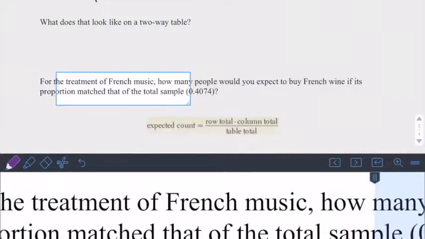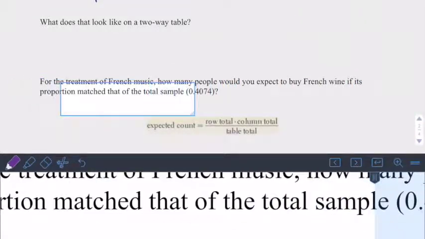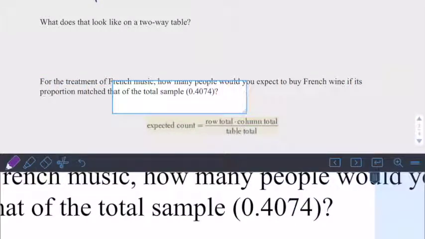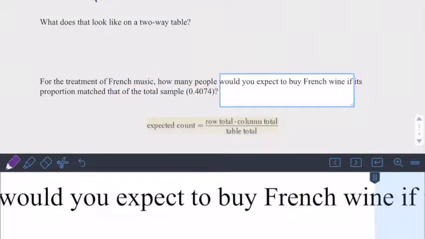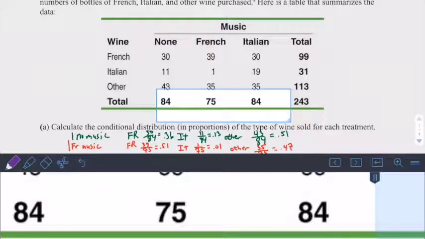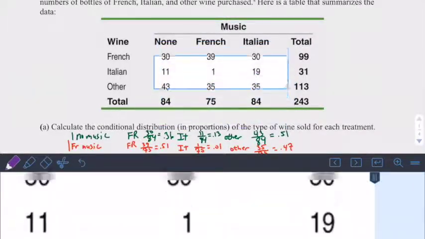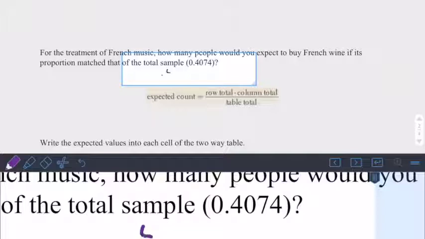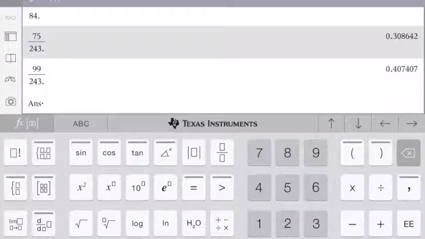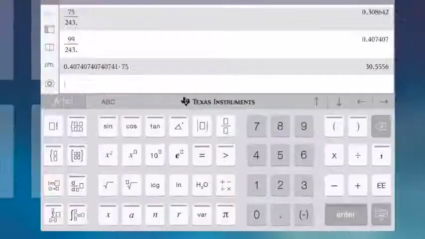For the treatment of French music, how many people would you expect to buy French wine if its proportion matched that of the total sample? Okay, so this is our expected value. In our French music, 75 total bottles sold, then we would have to say that 40% of those 75 would be French. So we would say 0.4074. That's our percent of those 75. So then we would expect about 31 bottles.